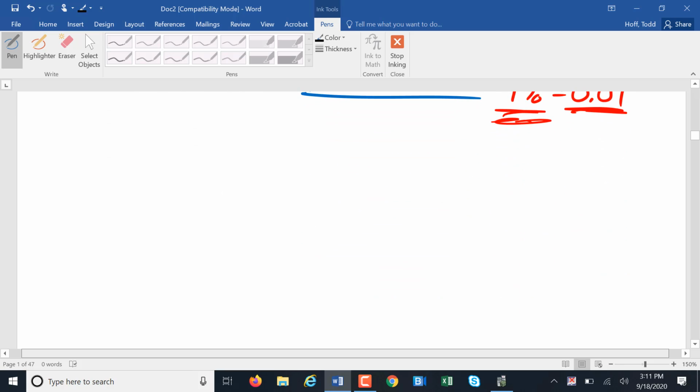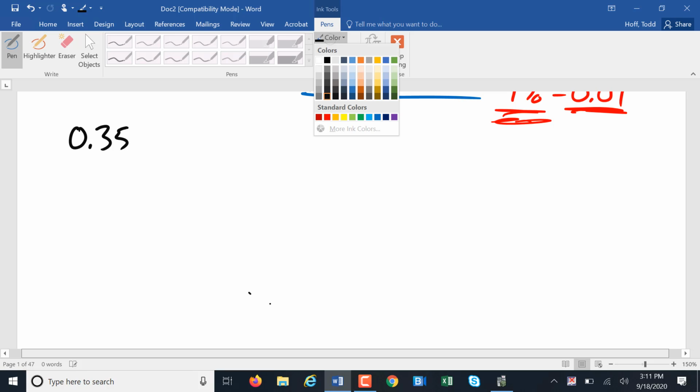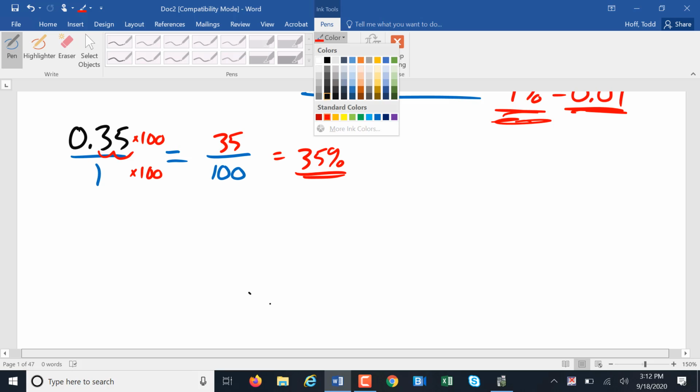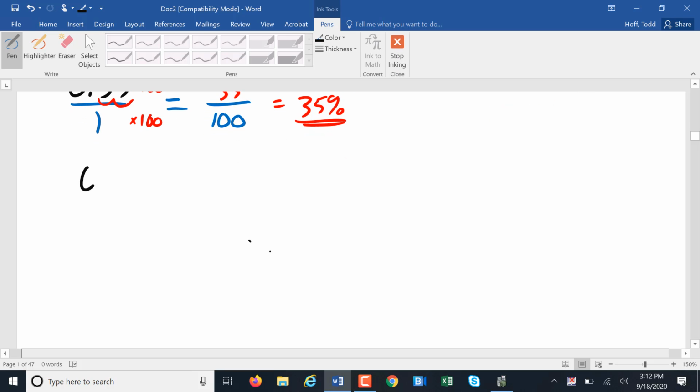Now, if I want to go from a rate back to a percent, if I have 0.35 as a rate, that means a rate is out of 1, 0.35 out of 1. Of course, a percent means out of 100. So all we're really doing here is multiplying by 100, which moves the decimal point. So that's 35 out of 100, or 35%. So to go from our rate or decimal back to a percent, we're just moving the decimal point the other direction.